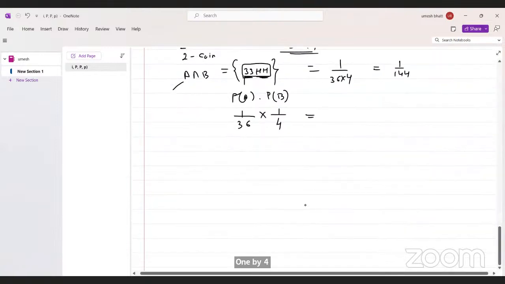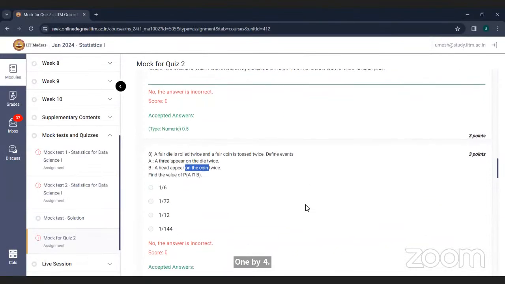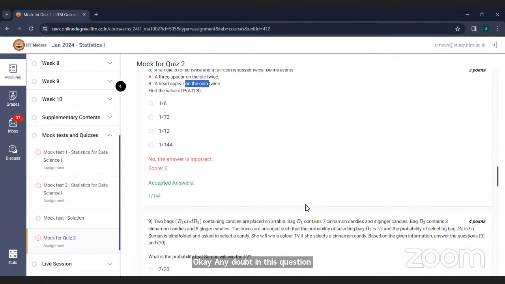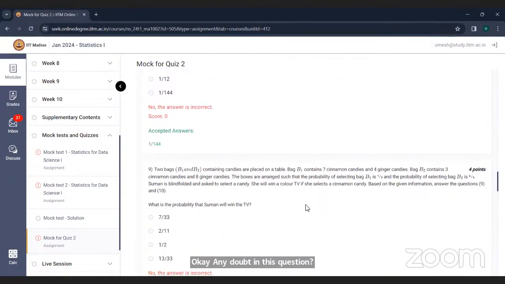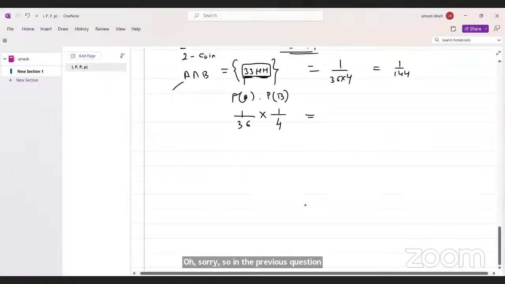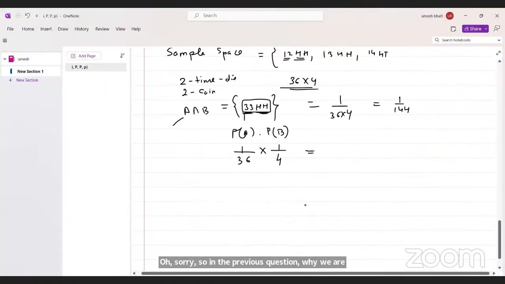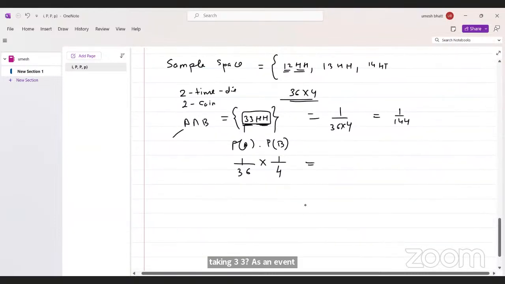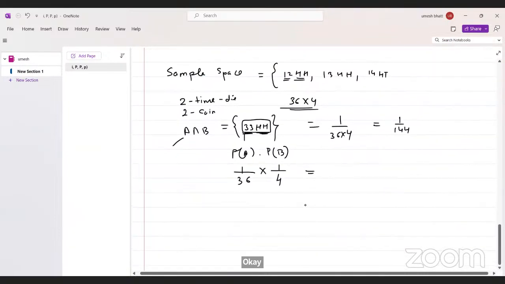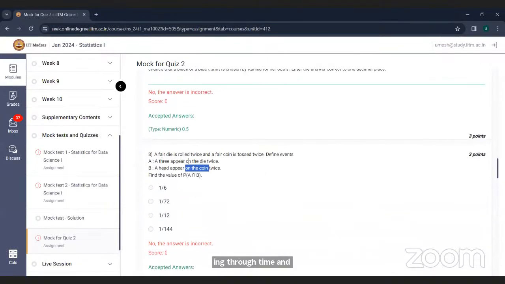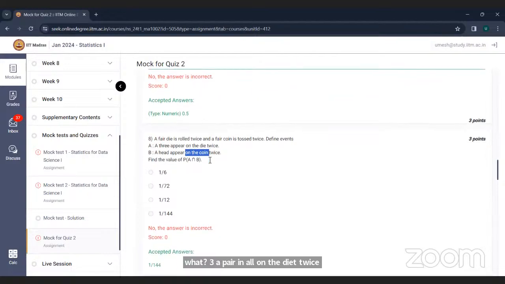Any doubt in this question? No, sir. Okay. Sir, in the previous question, why are we taking 3 3 as an event? Because the die is rolled 2 times, and the condition given for event A is that 3 appears on the die twice. Okay, got it.